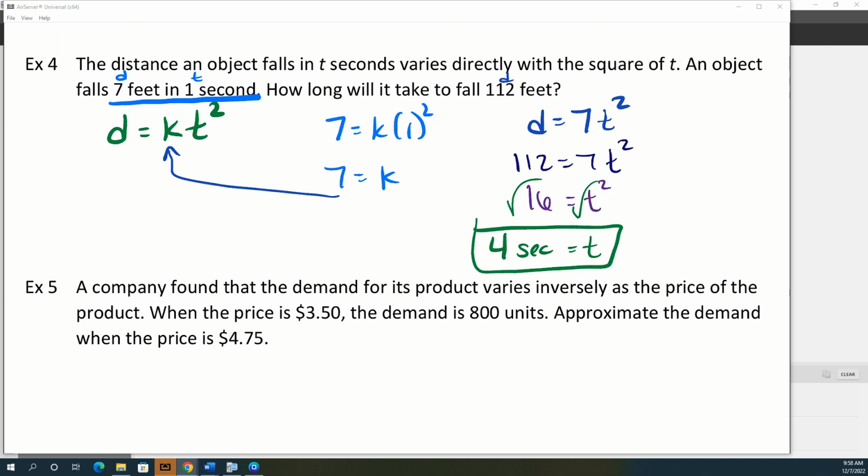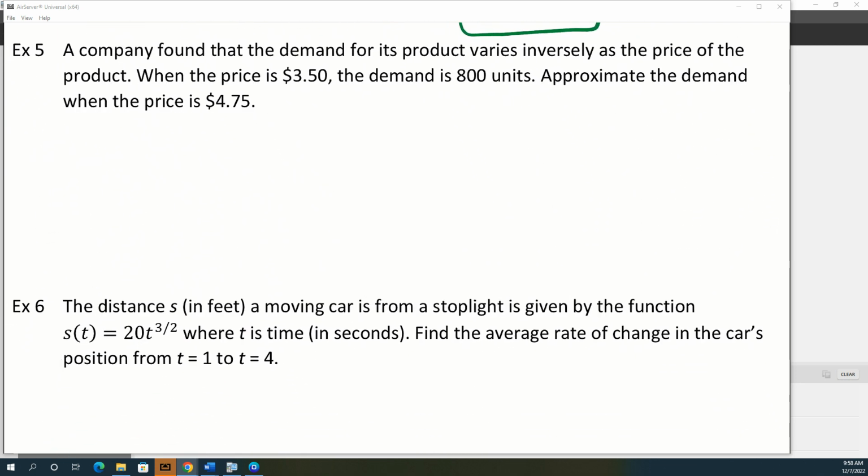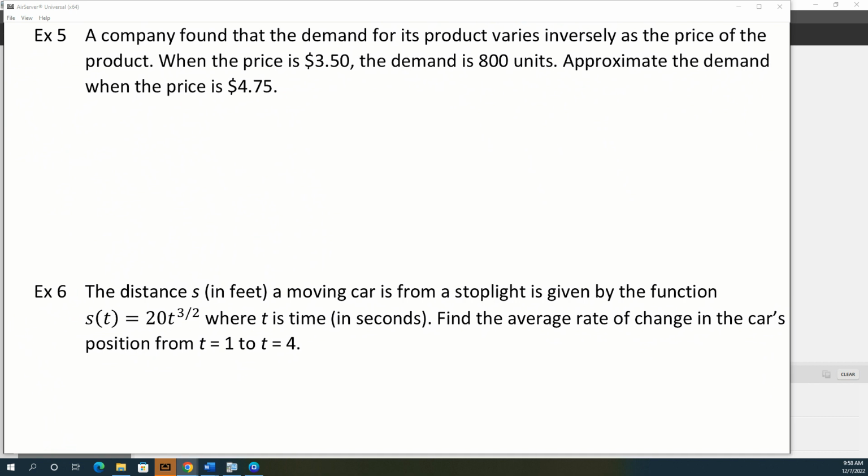Example 5 is on the demand of a product based on how much is charged for that product. A company found that the demand for its product varies inversely with price. So I'm going to do D for demand. Because it says varies, I'm going to use K. We have to find that constant of proportionality. And for inverse, what do I do with the P? Divide.